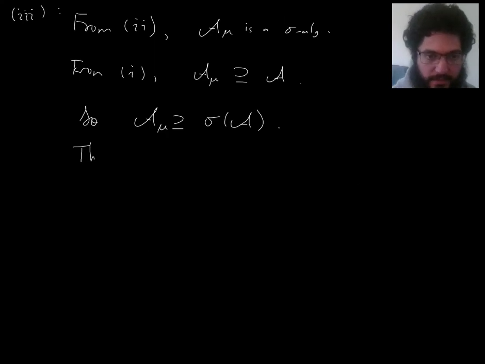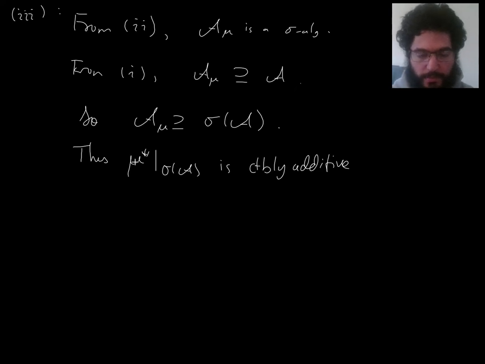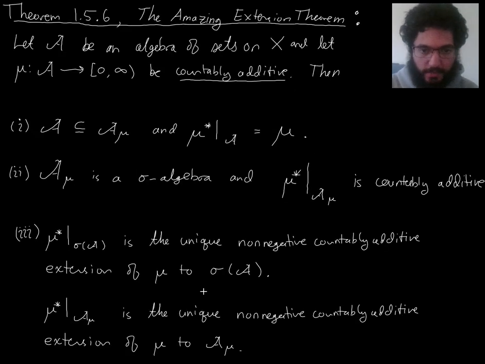So thus, mu star restricted to there is countably additive. Okay, so I just had to get that out of the way. That's not part of a uniqueness statement. It's sort of still part of an existence statement. After all, the thing we're trying to prove here is this is the unique non-negative countably additive extension. So I should prove that it is at least a non-negative countably additive extension. Okay, so it is one, thanks to part 2 pretty quickly.